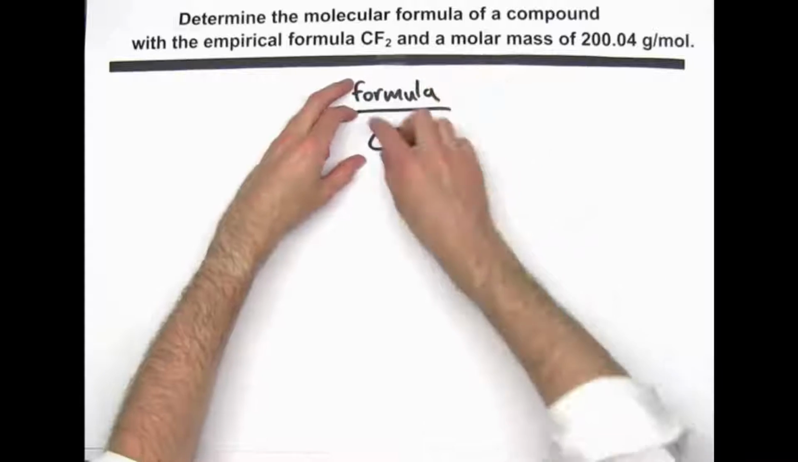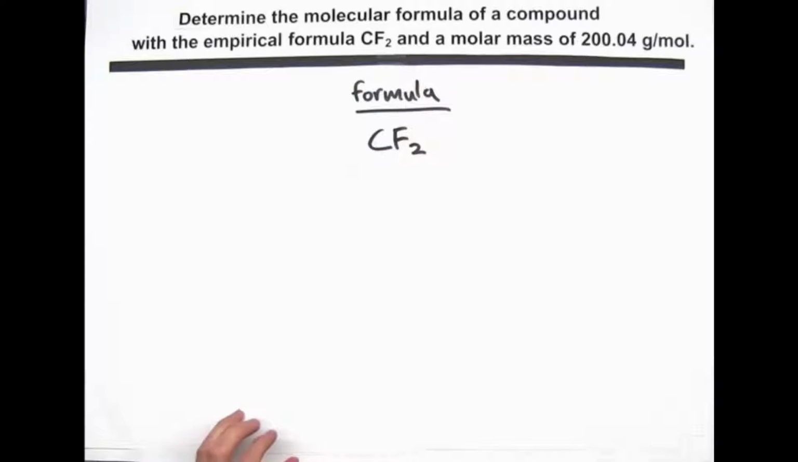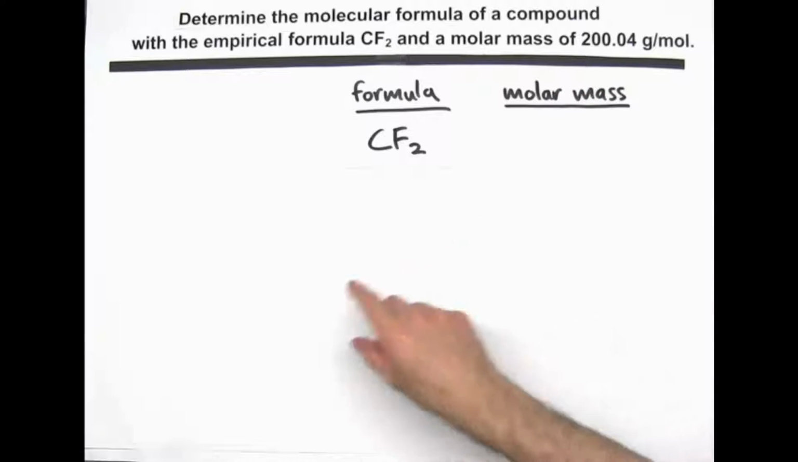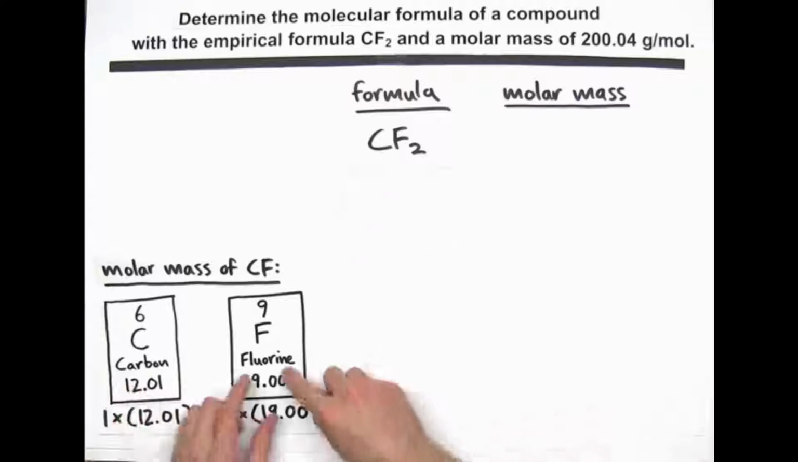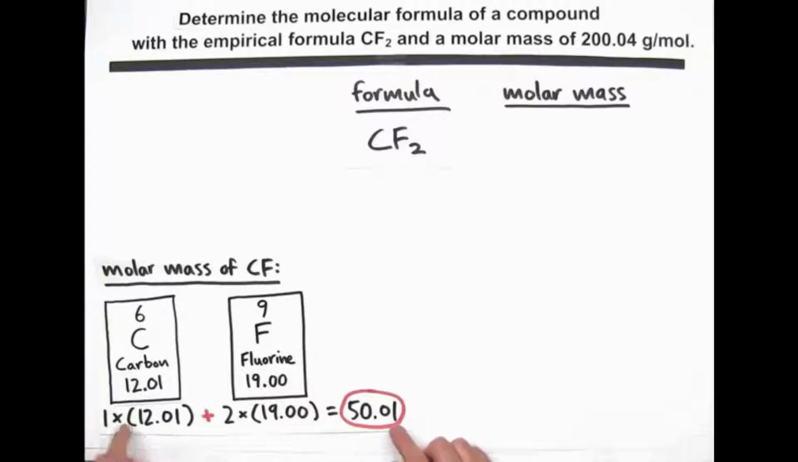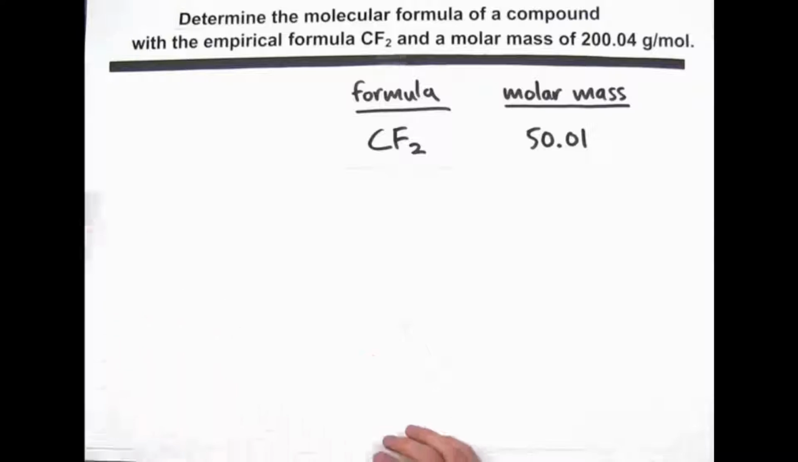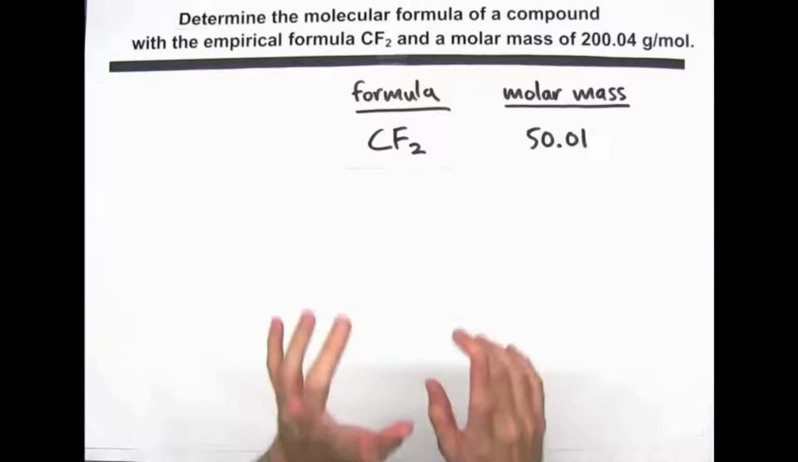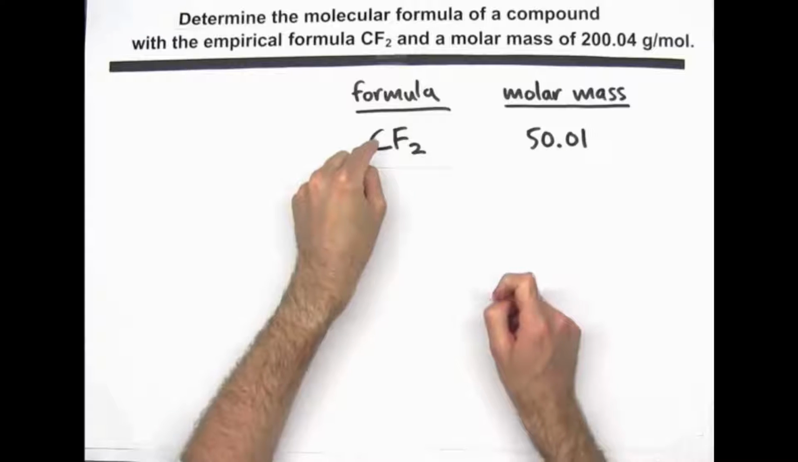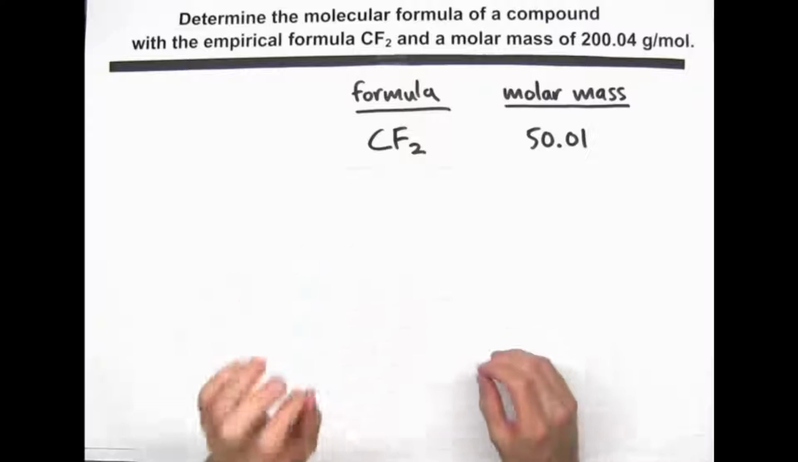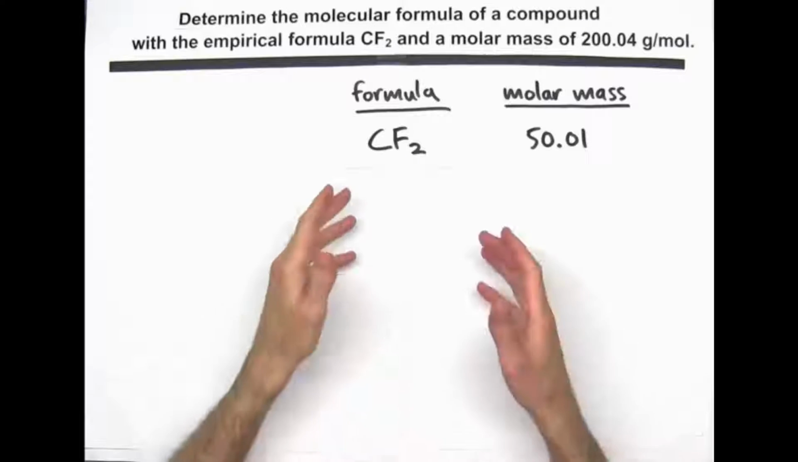Okay, so here's the empirical formula that we're starting with, and I want to find its molar mass. To do that, I'll look up carbon and fluorine on the periodic table. I do 1 times the molar mass of carbon plus 2 times the molar mass of fluorine, and I get 50.01. Now, CF2 is an empirical formula, which means the ratio of atoms here is as simplified or reduced as possible.